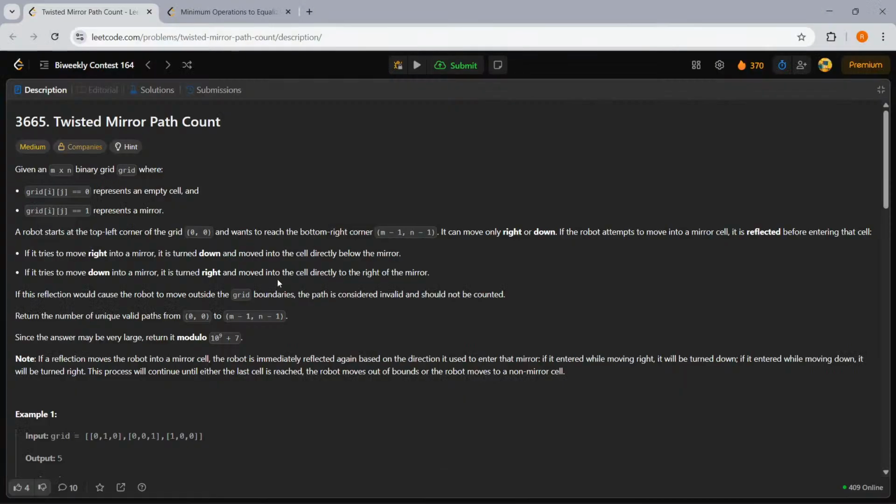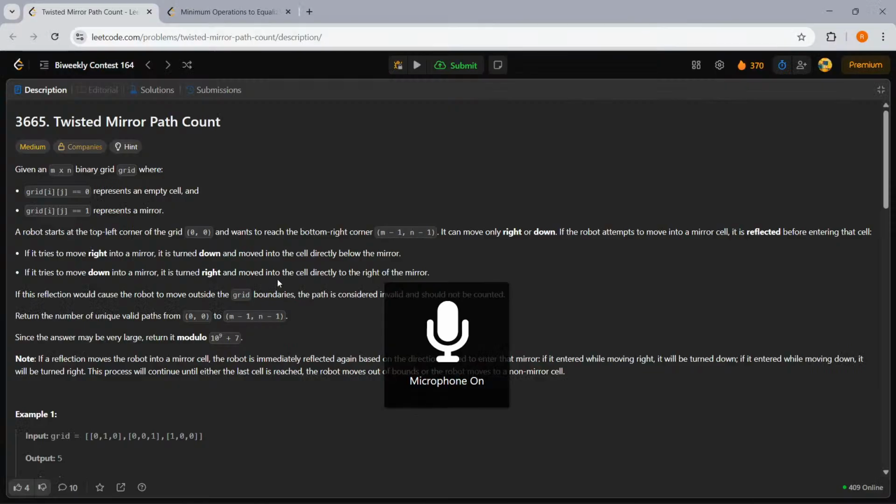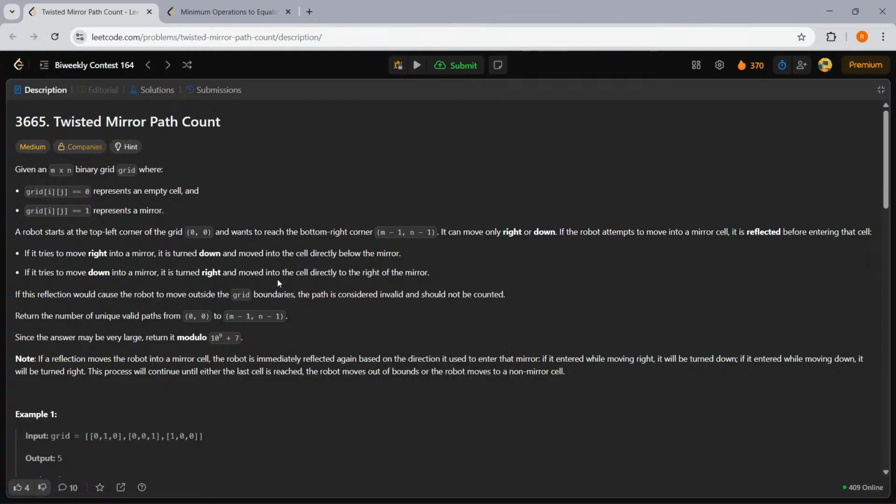A robot starts at top left corner of the grid (0, 0) and wants to reach bottom right corner. It can move only right or down. If robot attempts to move on a mirror cell, it is reflected before entering that cell. If it tries to move right into mirror, it's turned down and moved to cell directly below the mirror. If it tries to move down into the mirror, it is turned right and moved into the cell directly to the right of the mirror.